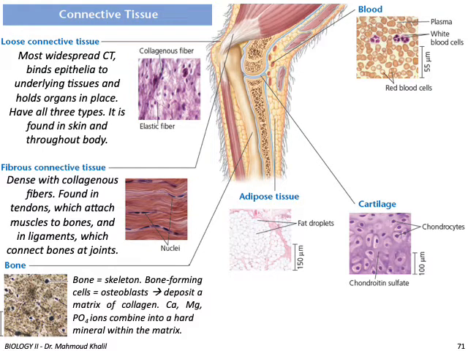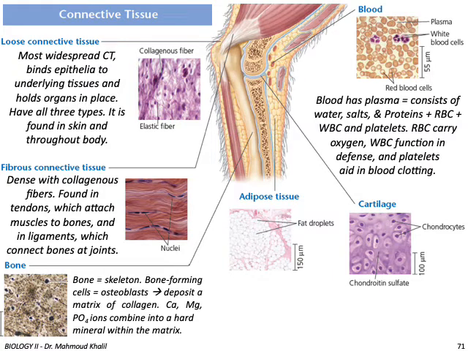You have the bone, which you consider a type of connective tissue. Of course, we all know the bone. It is the skeleton, and consists of bone-forming cells called osteoblasts. These osteoblasts secrete a matrix of collagen together with calcium, magnesium, and phosphate ions combined together to form the hard mineral structure of the bone, or the matrix.